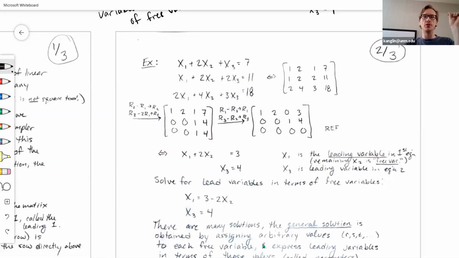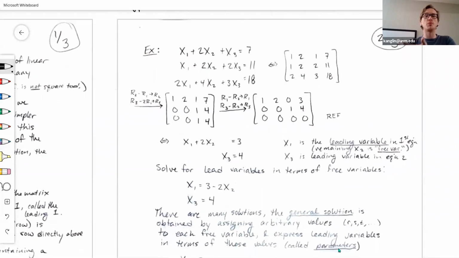The general solution is obtained by assigning arbitrary values. We use symbols like R, S, and T for this, to each of the free variables, and express the leading variables in terms of those arbitrary values. We actually call those values parameters. This R, S, and T are parameters.